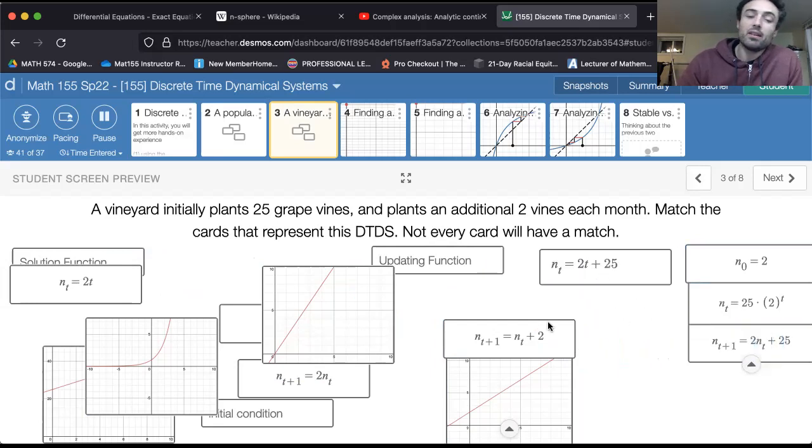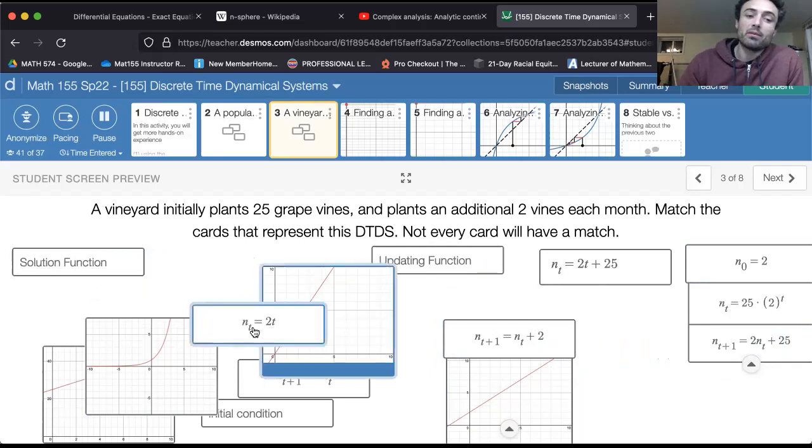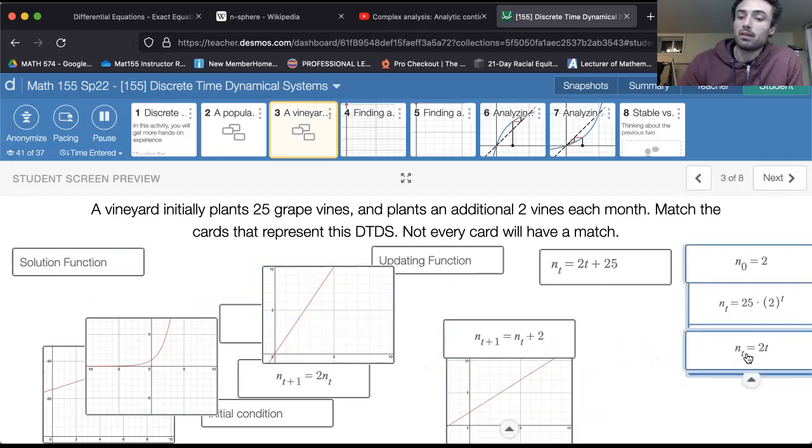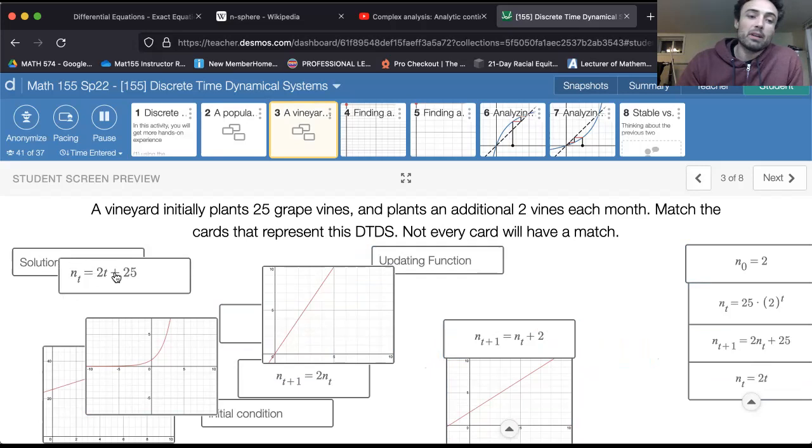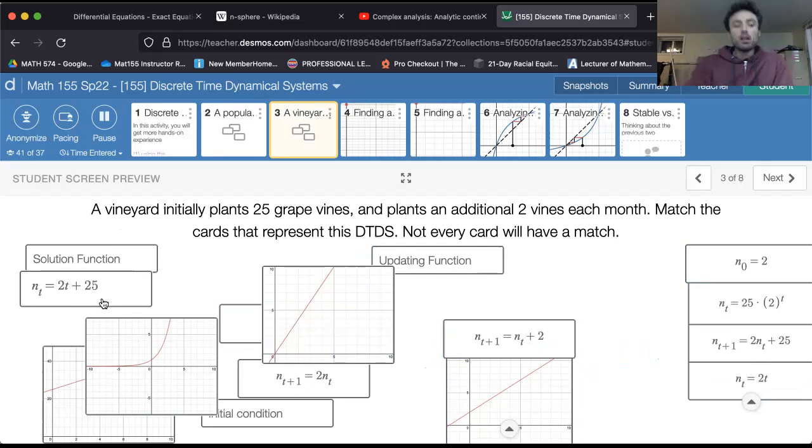You know what? I was going too quickly. Sorry, this is not my solution function. I don't have the initial condition on this tile. Here's my solution function. All right, I wonder why sometimes when I hover over, they can attach, and other times not. Doesn't matter. All right, so my solution function, slope 2t, initial value or y-intercept or whatever you want to call it, 25. All right, so let's clean this up a bit.